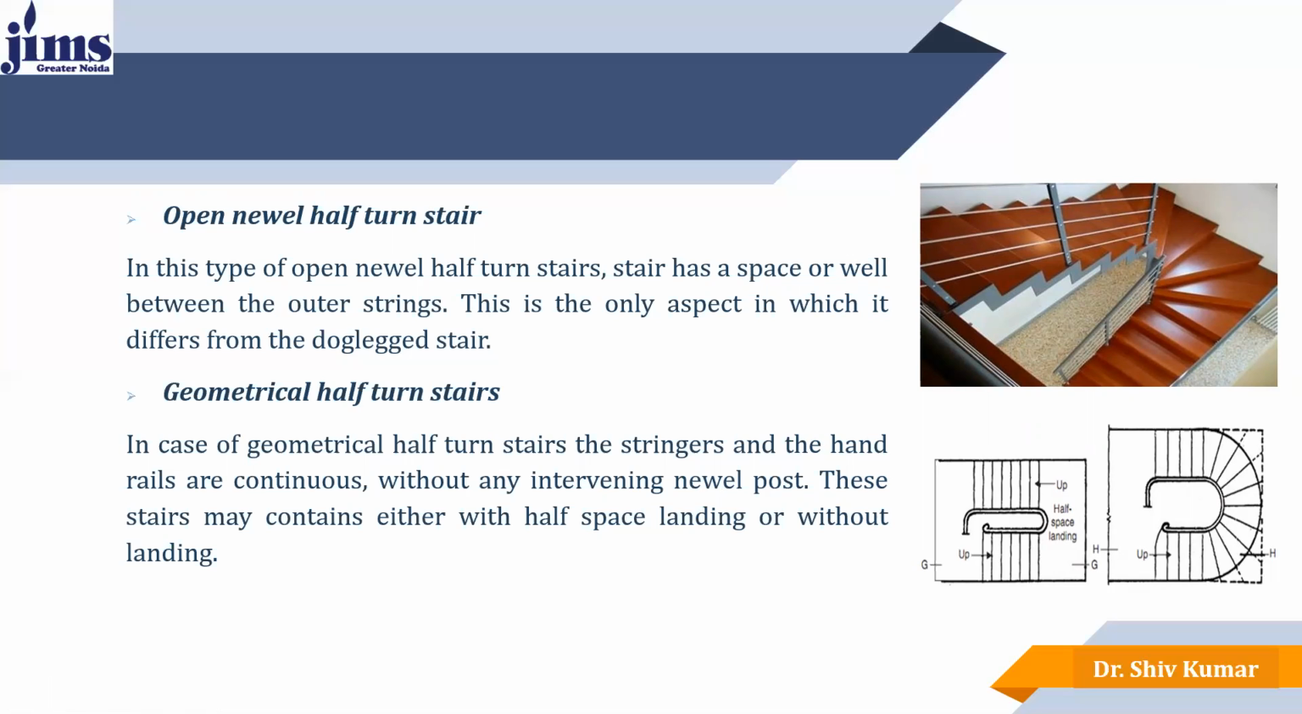The next is geometrical half-turn stairs. In the case of geometrical half-turn stairs, the stringers and the handrail are continuous without any intervening newel post. These stairs may be provided either with a half-space landing or without a landing. Here you can see the landing, this is the half-space landing. Like if 7 steps are there, then the remaining 7 steps are there, and in between the half-space landing is provided, or it may be continuous like this.